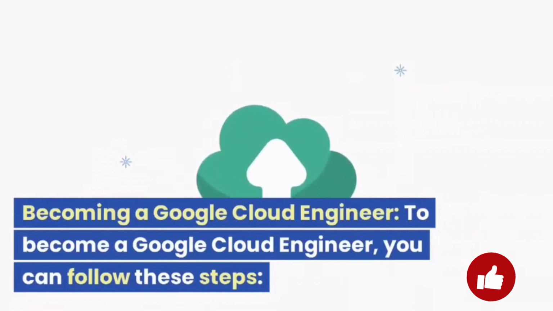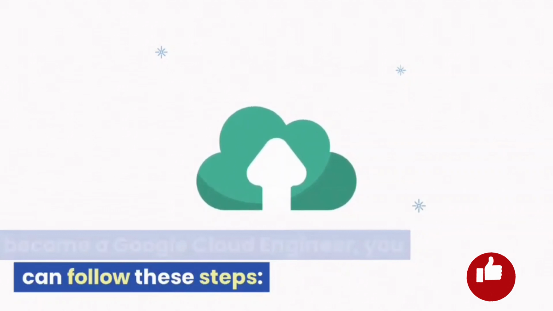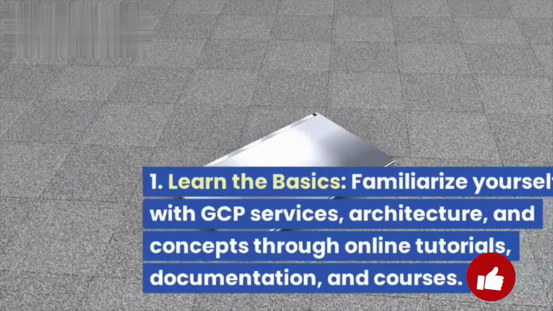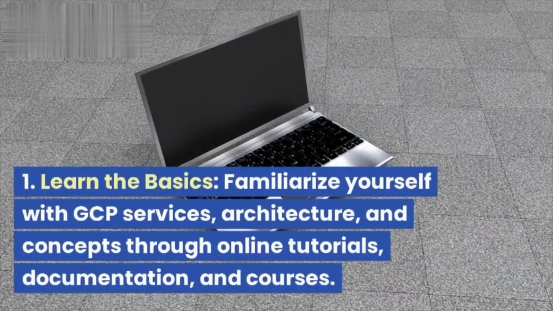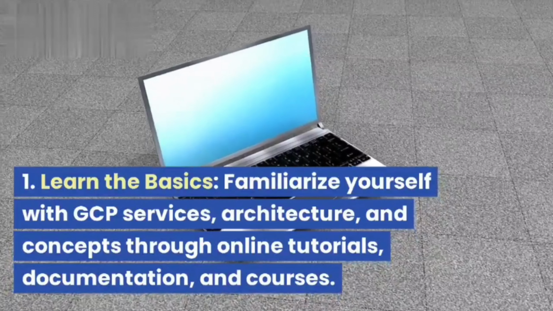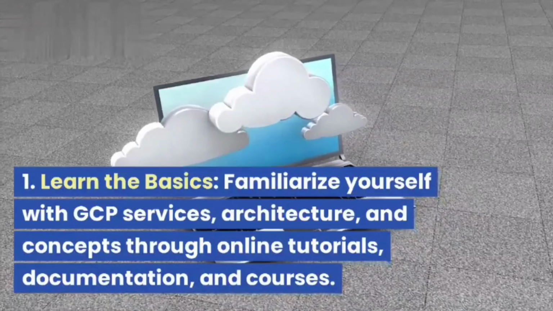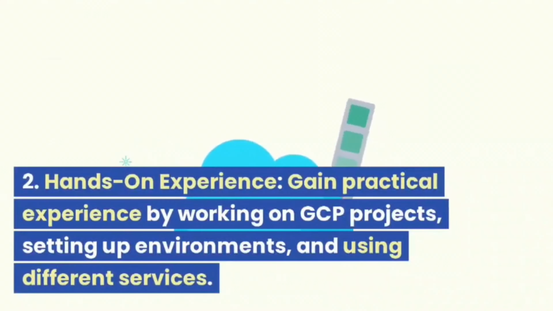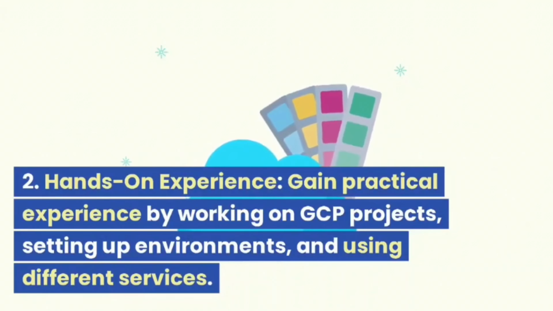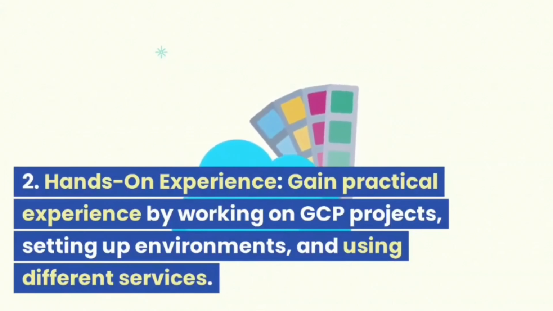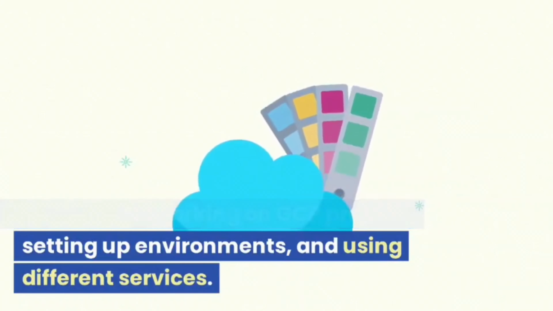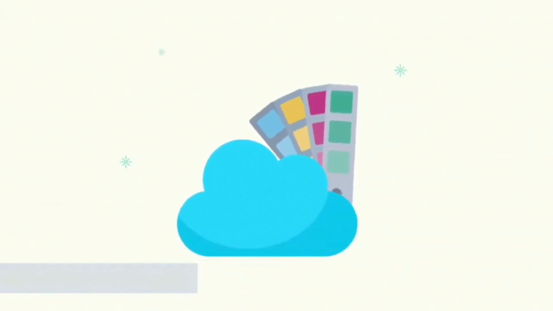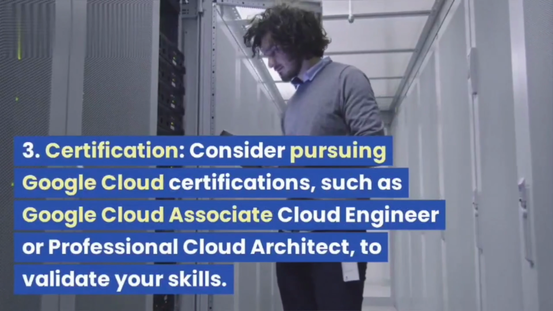Becoming a Google Cloud Engineer. To become a Google Cloud Engineer, you can follow these steps. 1. Learn the basics. Familiarize yourself with GCP services, architecture, and concepts through online tutorials, documentation, and courses. 2. Hands-on experience. Gain practical experience by working on GCP projects, setting up environments, and using different services.